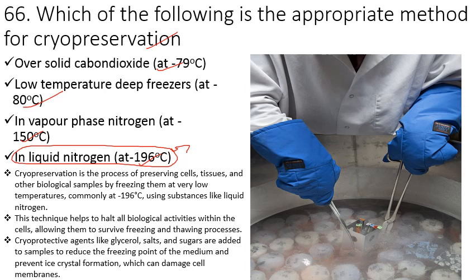Cryopreservation is the process of preserving cells, tissues, and other biological samples by freezing them at very low temperatures, commonly at minus 196 degrees Celsius, using substances like liquid nitrogen. The technique helps to halt all biological activities within the cells, allowing them to survive freezing and thawing processes. Cryoprotective agents like glycerol, salts, and sugars are added to samples to reduce the freezing point of the medium and prevent ice crystal formation, which can damage the cell membranes. So these are the processes which are involved in cryopreservation.